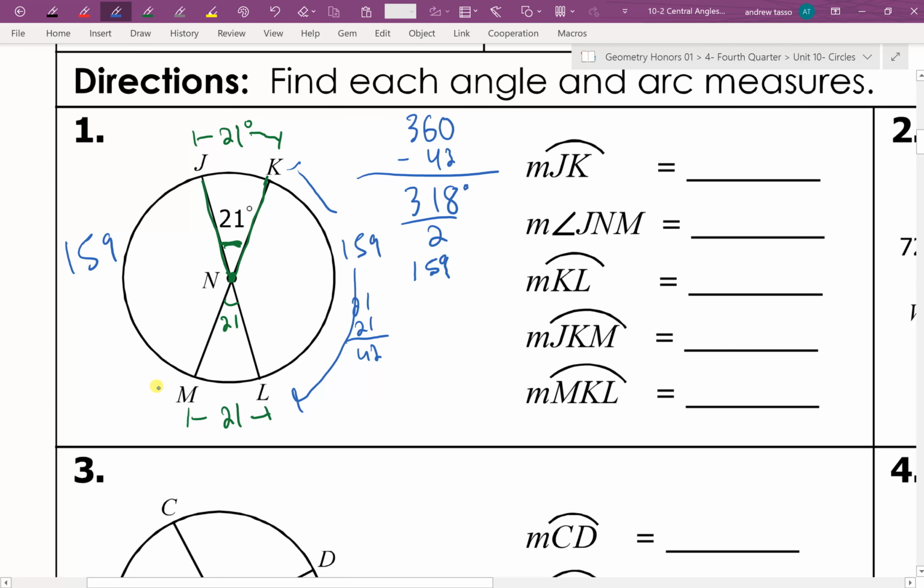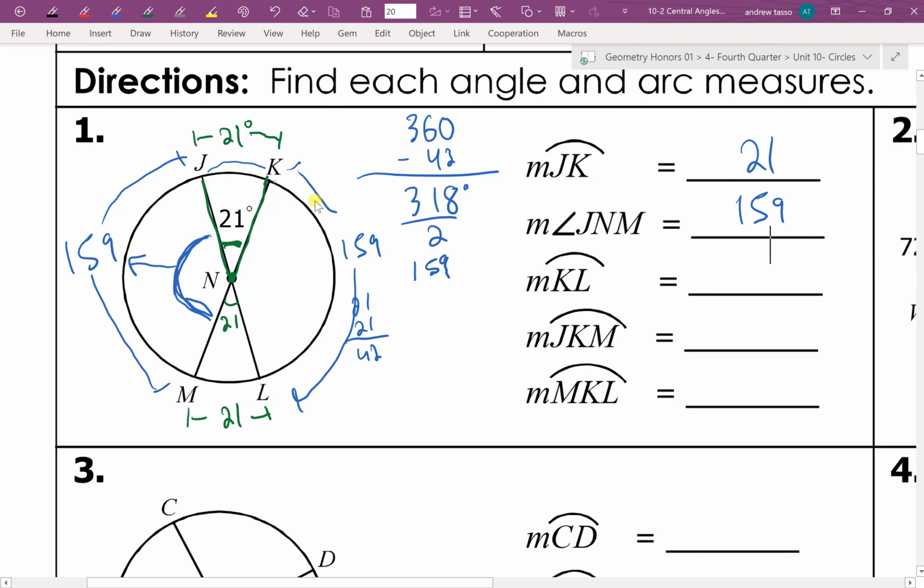Okay, so now we've figured out all of the four different arcs, and we can begin to fill in some of these values. Arc JK is going from J to K. That is 21 degrees. The measure of angle JNM. Where is that? Let's see, JNM. That's actually this angle here. Notice that this angle is going to be equal to the arc that it spans across, the arc it opens up to. So the angle and arc are going to be the same measurement of 159 degrees.